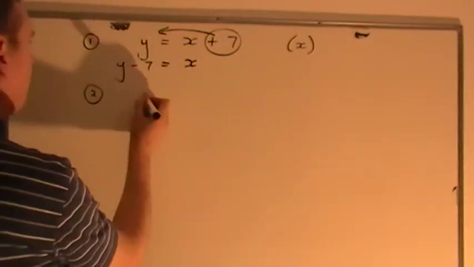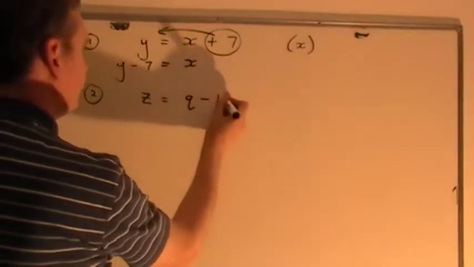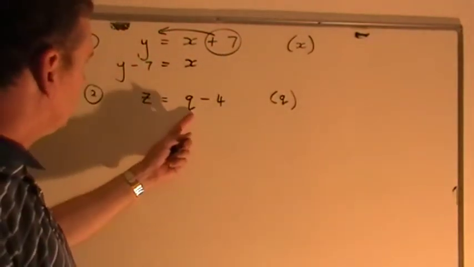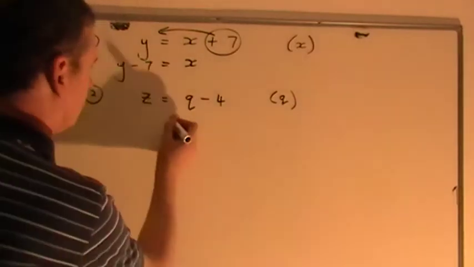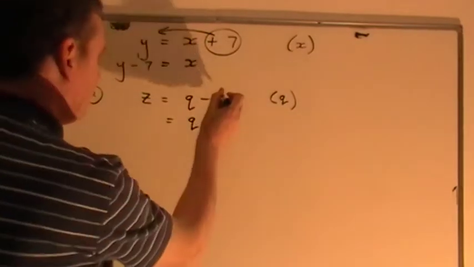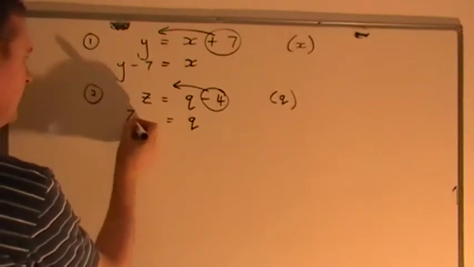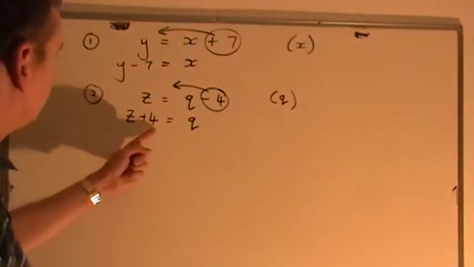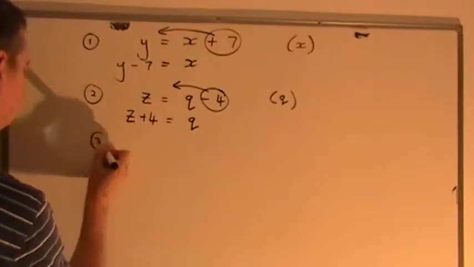Number 2. How about z is equal to q minus 4, and I want q to be on its own. Well, q is on the right hand side. At the moment z's the subject, but I want q to be the subject. Leave the q on the right hand side. Get it on its own, so that means I need to take the minus 4 to the other side. So the z stays put on the left, and the minus 4, take it over, becomes plus 4. So you end up with z plus 4 equals q. That's it, finished.